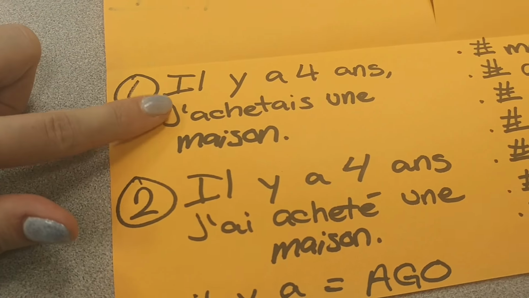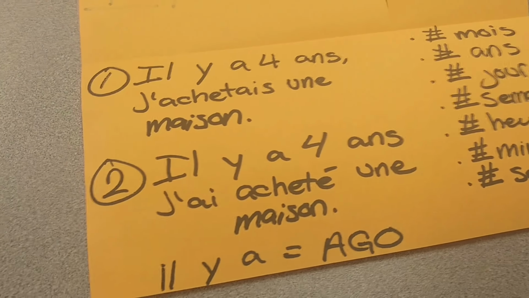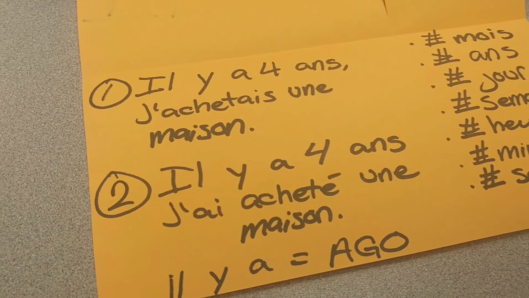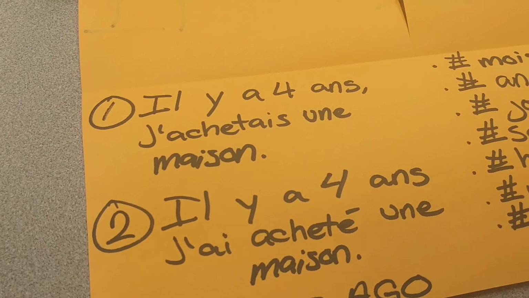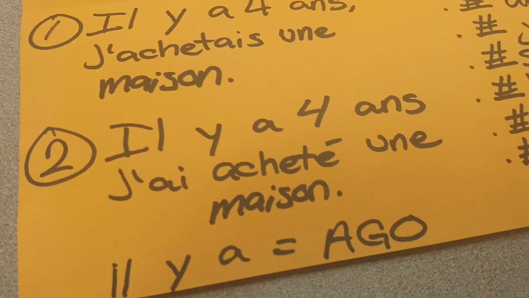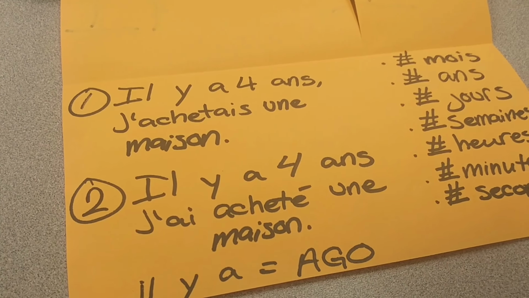Look at the difference between these two, okay? And they both work, but it depends on what I'm saying. Am I talking about the event? Boom, bought a house. It's done. It was sold. Okay. Or was I in the process of buying a house? 4 years ago, I was buying a house. 4 years ago, I bought a house. And that's the difference between the passé composé and the imparfait.